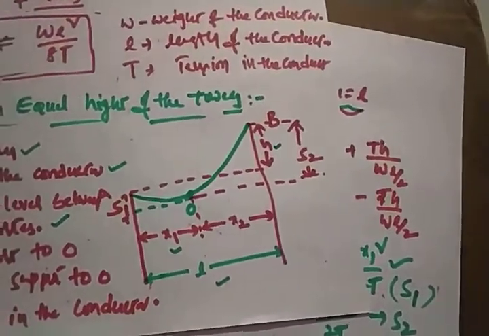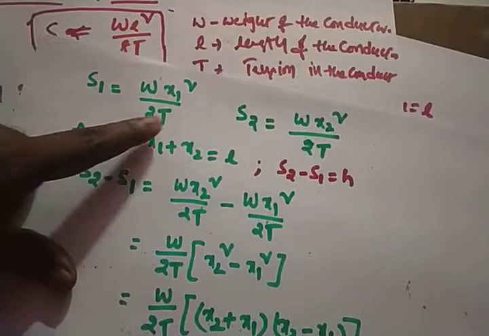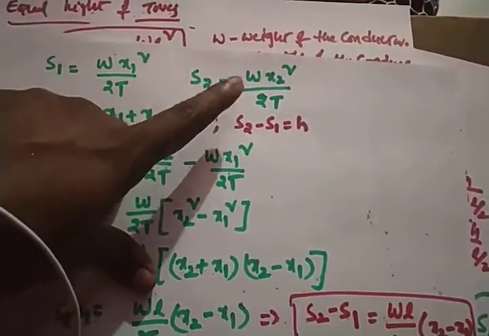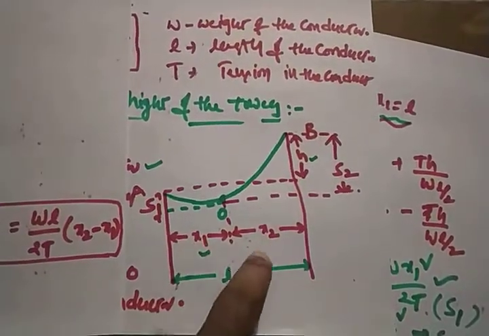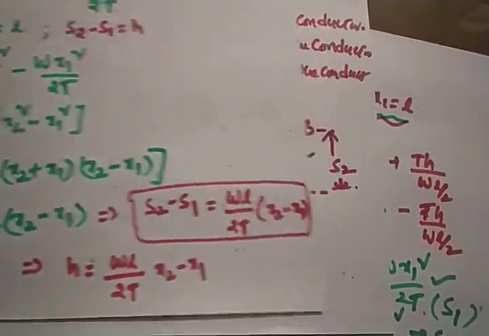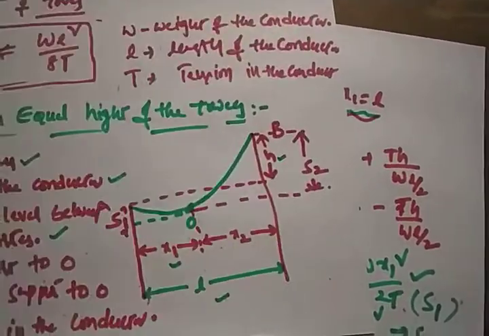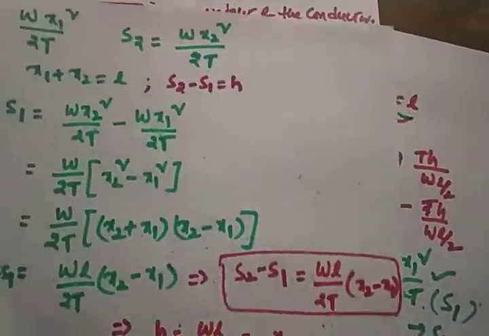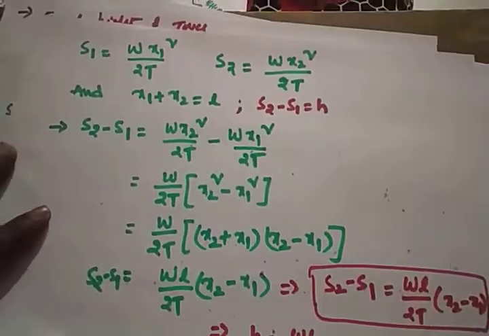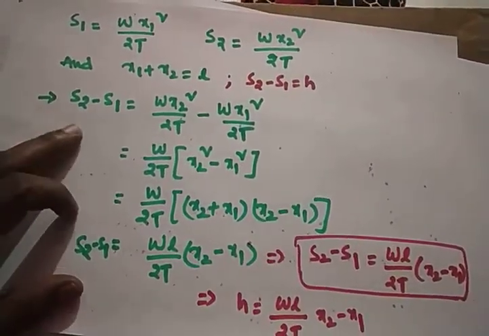So what is the equation for S1? You know the equation: S1 is equal to W x1 square by 2t. S2 is equal to W x2 square by 2t. And x1 plus x2 is equal to L. You know these formulas. And S2 minus S1 we can call it h here. These are the things you will understand from the figure itself. And calculate S2 minus S1.